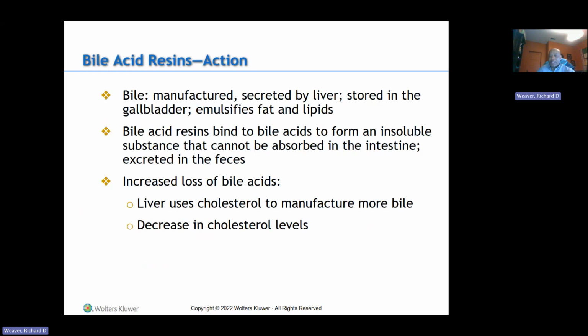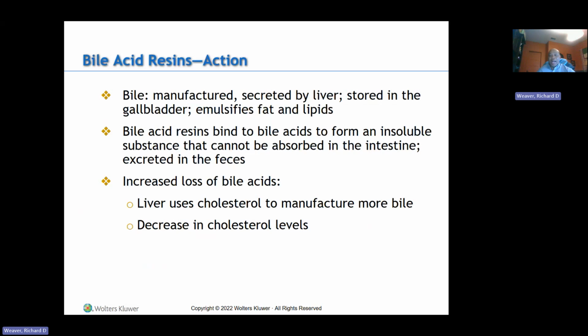Now, the bile acid resins are the medications that stick to the bile in the intestines, and it is going to prevent this bile from being reabsorbed. And instead, this bile gets removed in our feces. Since the body needs bile for digestion of fats, the liver is going to use cholesterol that is in the blood to make more bile.